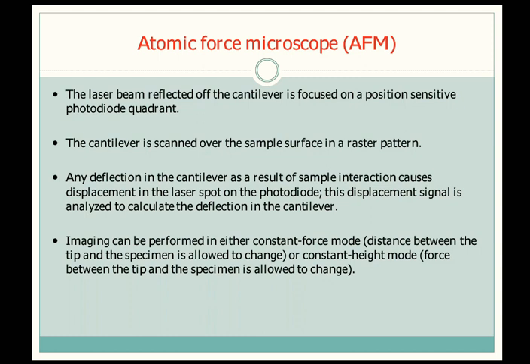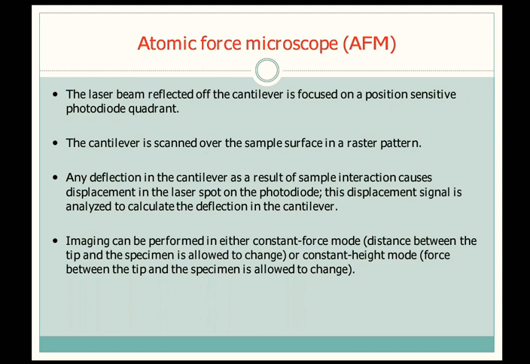So imaging can be performed in two ways, that is, either constant force mode or constant height mode. In constant force mode, the distance between the tip and the specimen is allowed to change, and the force obtained in the external circuit is maintained constant. That is, the probe will be an electrically conducting material. So the electricity is passed between the sample and the probe, and the force obtained is maintained constant in the circuit. So if the force has to be maintained constant, the variable to be changed is the electric current, which has to be varied.